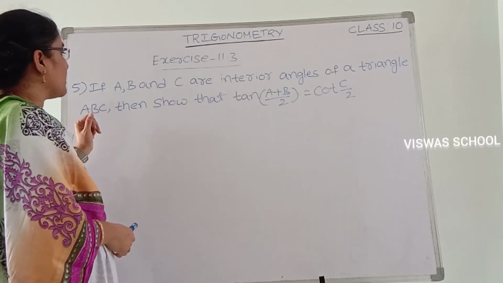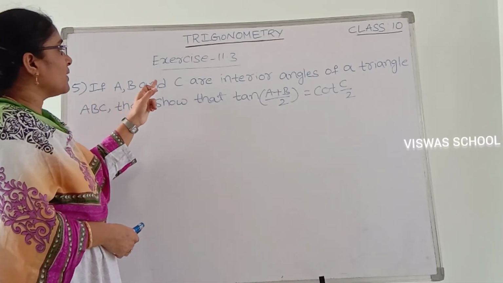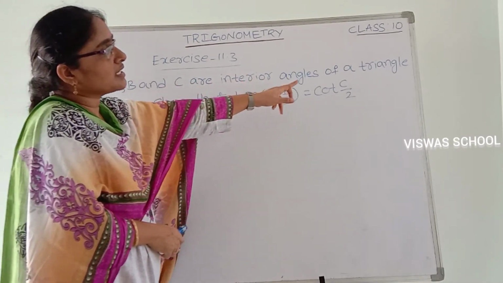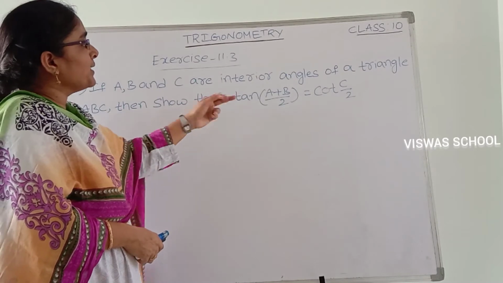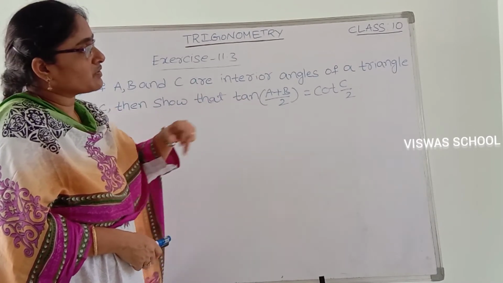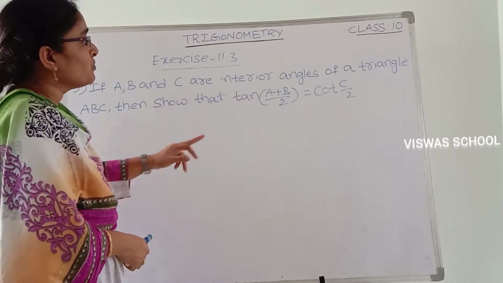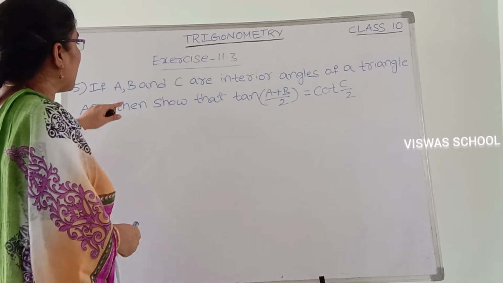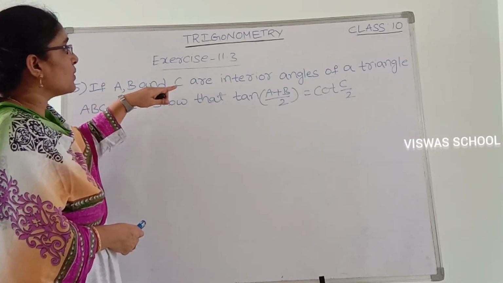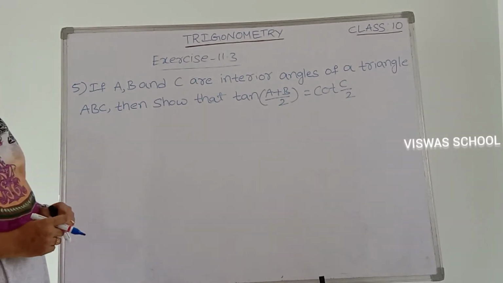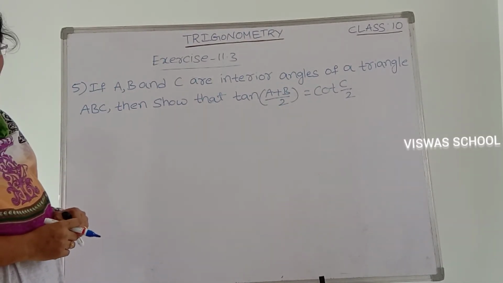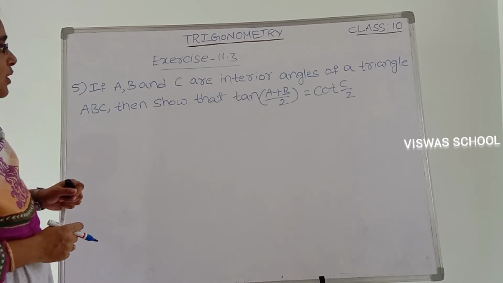Next, fifth problem. This is what? If A, B and C are interior angles of a triangle ABC, then show that tan of (A plus B) by 2 equals cot C by 2. To prove this one here, we have to take what here? ABC are interior angles of a triangle. That is, the sum of the interior angles of a triangle is what? 180 degrees by angle sum property.